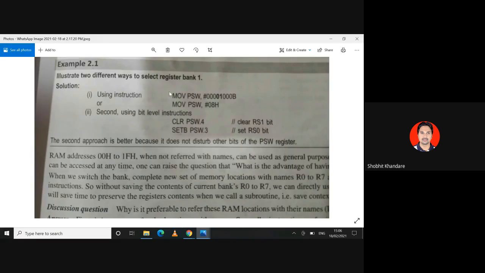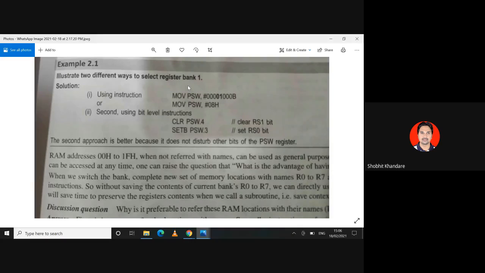Illustrate two different ways to select register bank 1. Now this is very important. I want everyone to pay attention. Try to understand the concept properly now. With the prior knowledge about the register banks, with the prior knowledge of how you select the register bank, and with the knowledge that these register banks are divided into 8 registers, R0 to R7, and each register is of 8 bits, we are trying to understand the two different ways to select register bank 1.